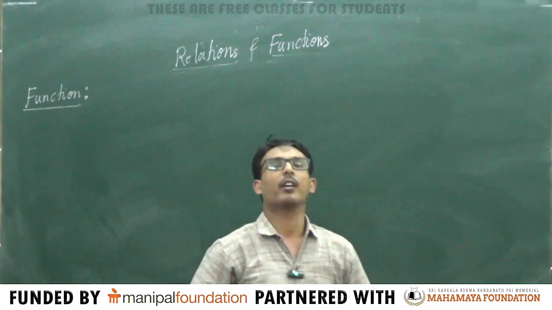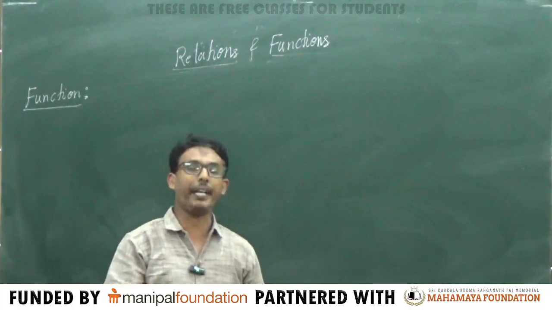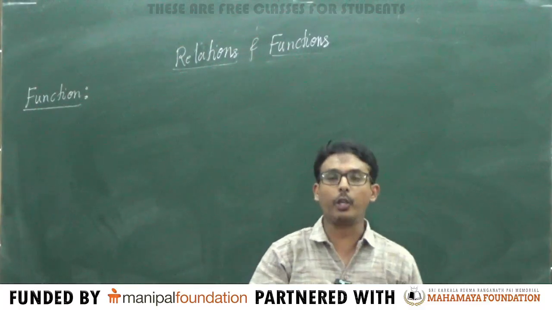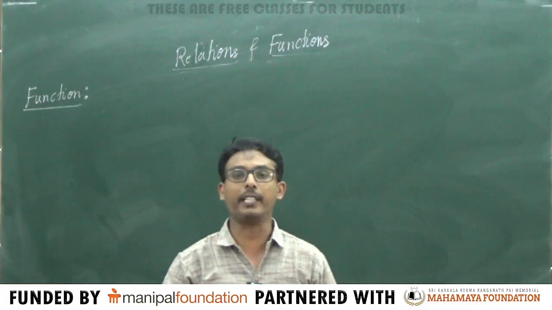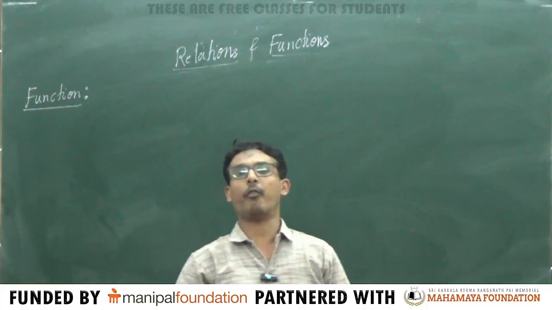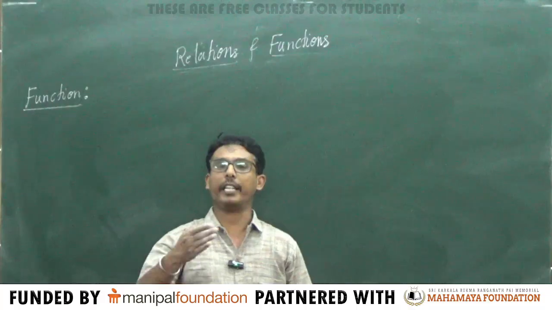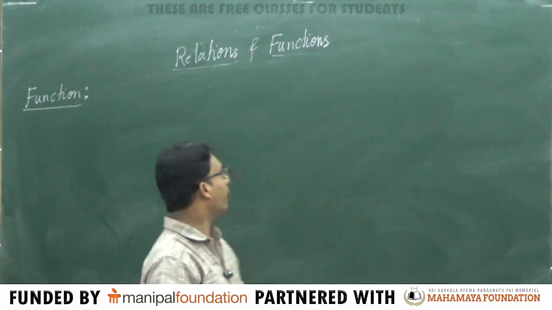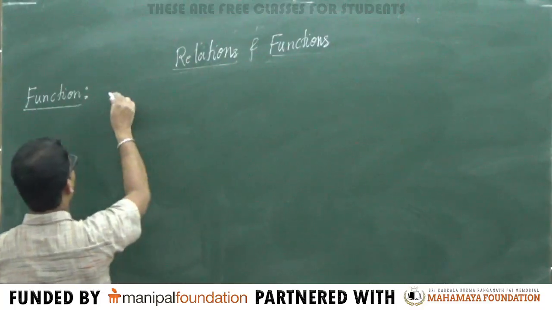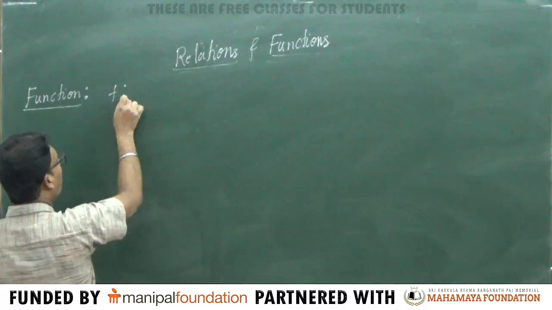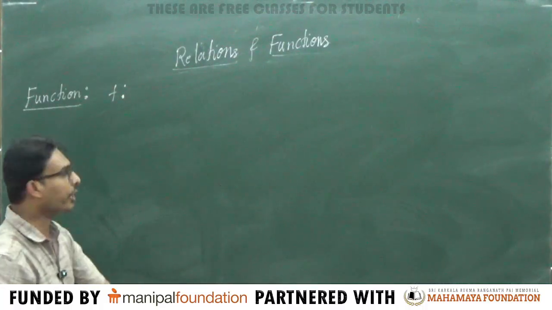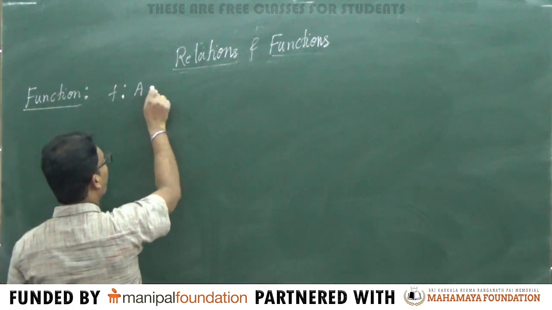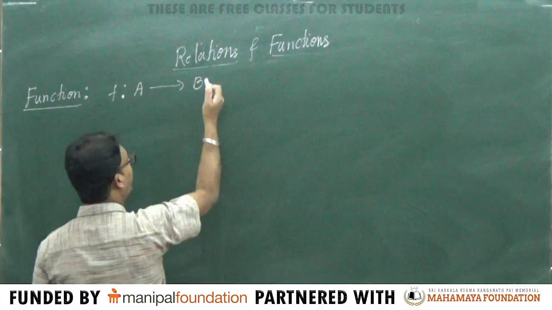Or function is a mapping which maps each element of the domain set to a unique element of the codomain set. Or function is a rule: for each input we will get a unique output. And if f is a function from the set A to B, symbolically it is written as f: A → B.